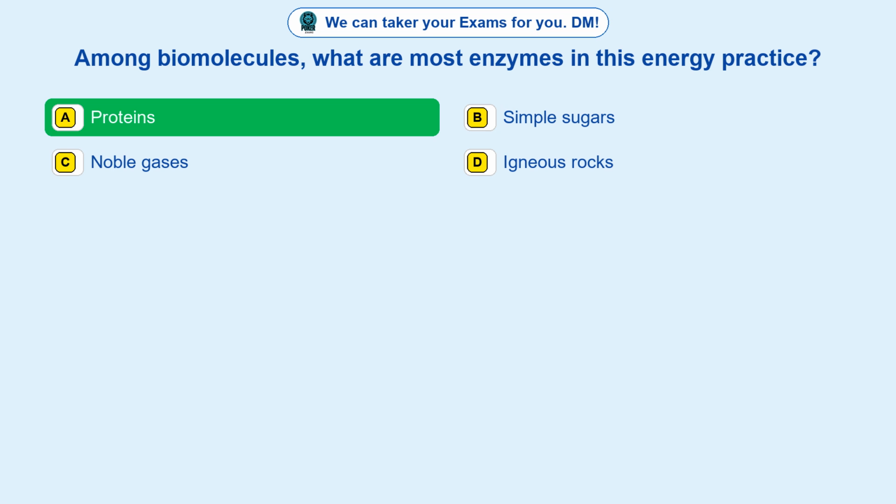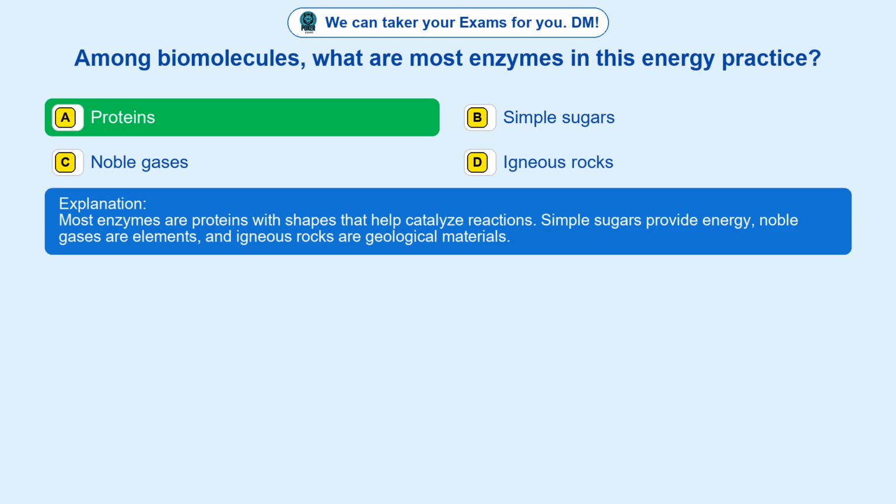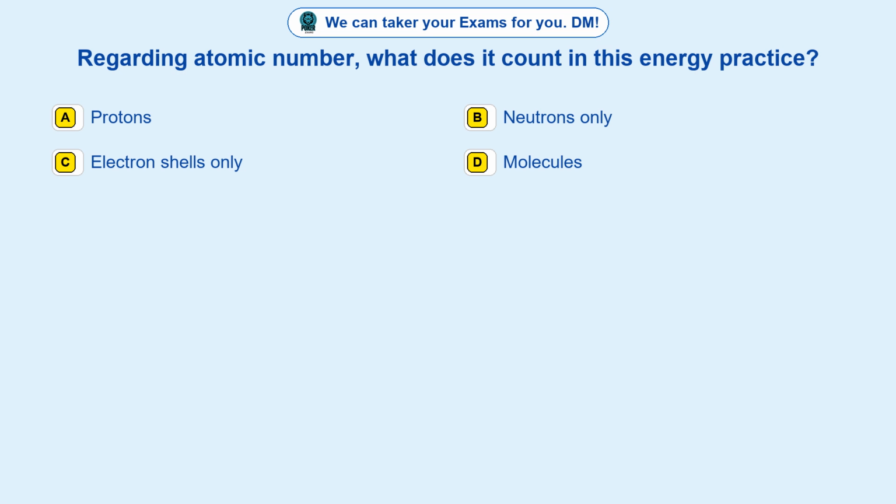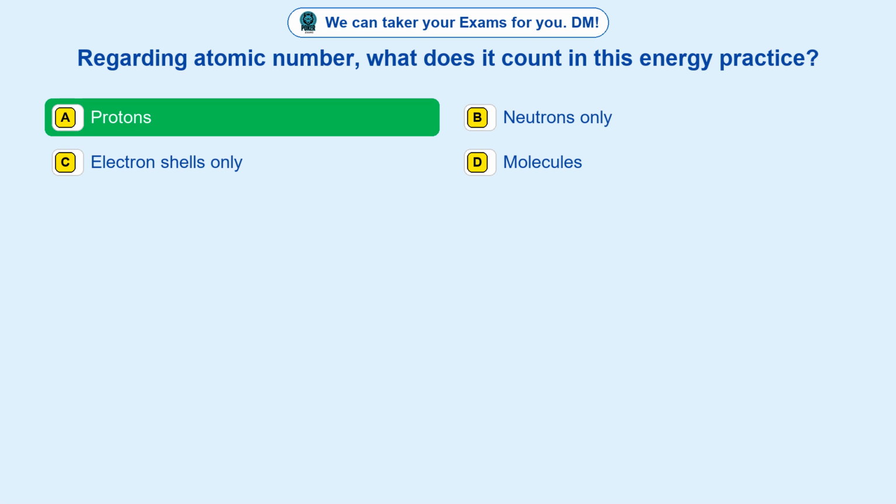Proteins. Most enzymes are proteins with shapes that help catalyze reactions. Simple sugars provide energy, noble gases are elements, and igneous rocks are geological materials. Question 31. Regarding atomic number, what does it count in this energy practice? Option A, protons. Option B, neutrons only. Option C, electron shells only. Option D, molecules. The correct answer is option A.